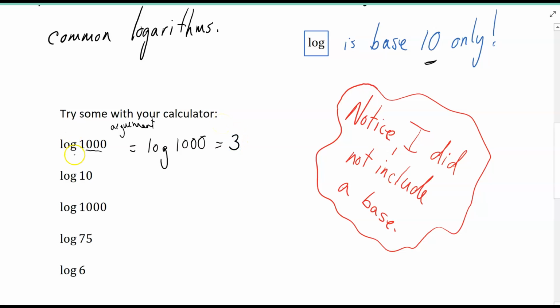Remember, this means what exponent do I put on 10 to equal 1000? Well, 10 cubed equals 1000. This is in log form and this is in exponential form. So what do you think log 10 is? What exponent is on 10 to equal 10? And that, if you look on your calculator, is 1.